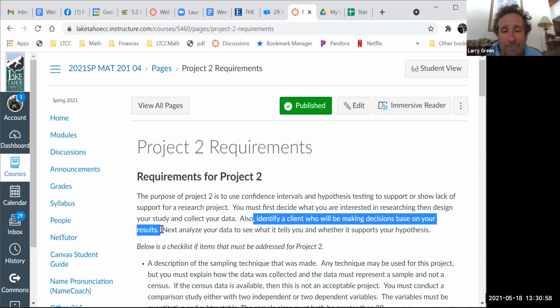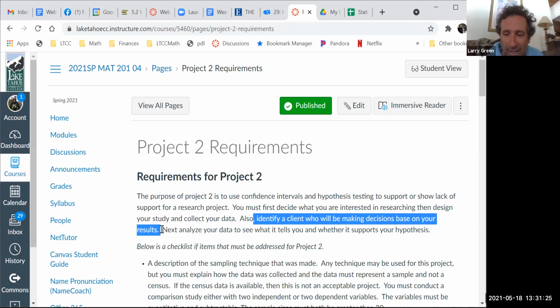A main focus of project one was the sampling technique. That was a big deal, and maybe 25% of your grade rested on whether you described your sampling technique done right. Project two, that is very minor. You quickly describe it and that's good enough.